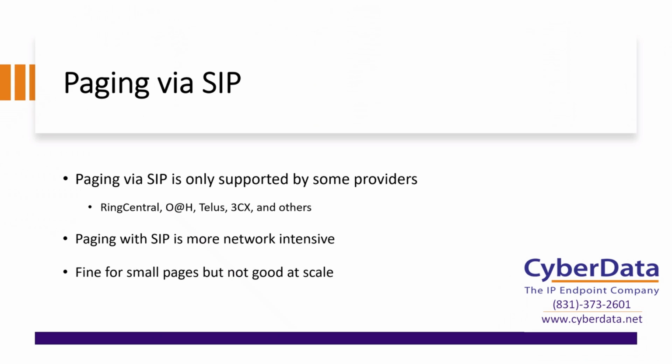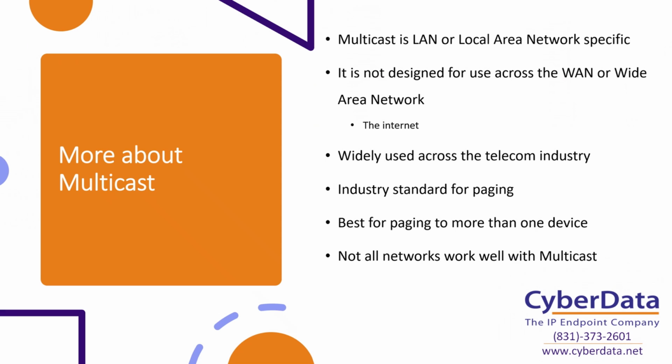But when you're dealing with 50, 60, 100 different, say, speakers at a school, that's a lot of connections, and that's going to eat up a lot of your network bandwidth and can be very intensive. So it's not really ideal for those particular situations, which means paging via SIP is really ideal for small to very small, medium-sized groups, kind of that Goldilocks zone. But it really doesn't work at scale, and that's where multicast can really shine.